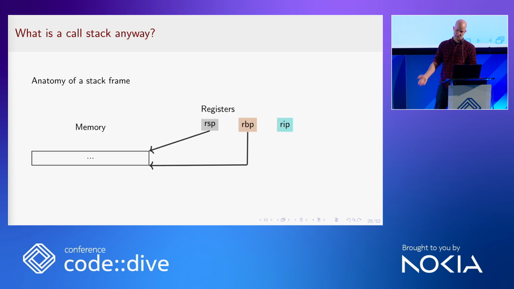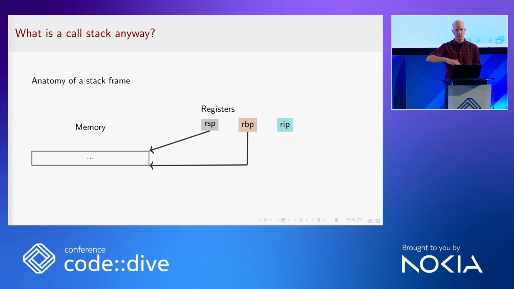So in memory, we have this region of memory that holds all of the things that are relevant to the execution of our function. And then we have these three registers: a stack pointer, a base pointer, which is often also called the frame pointer, and the instruction pointer. So the base pointer and the stack pointer mark the range of memory in which the state of our function resides, right?